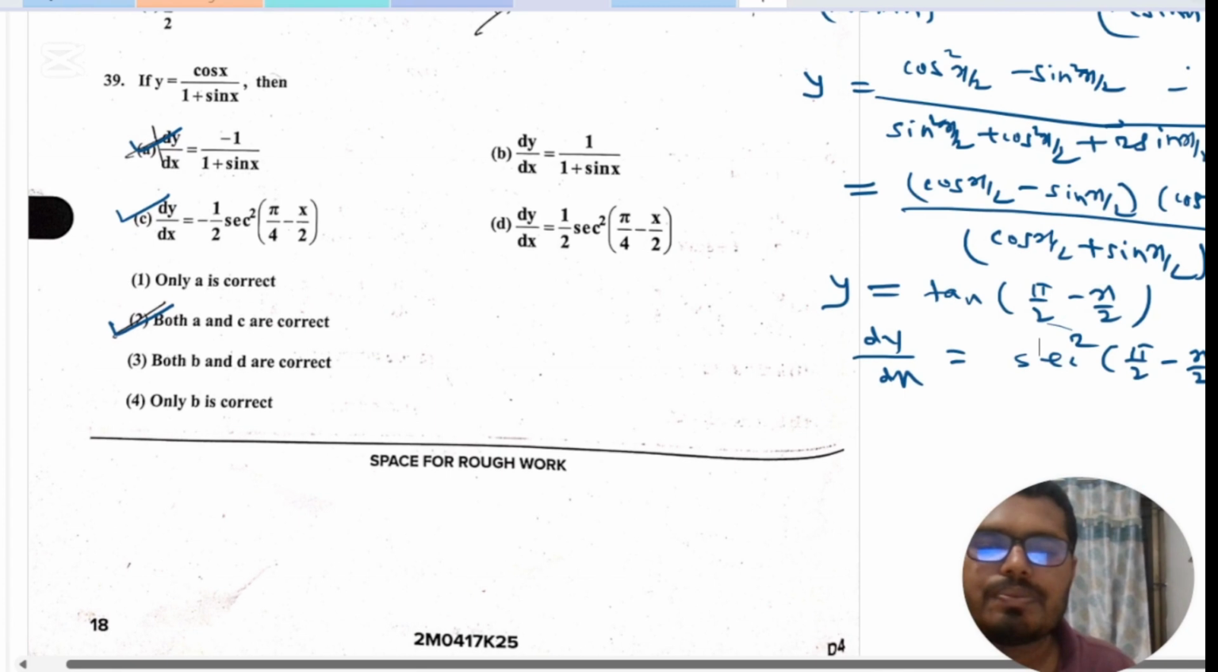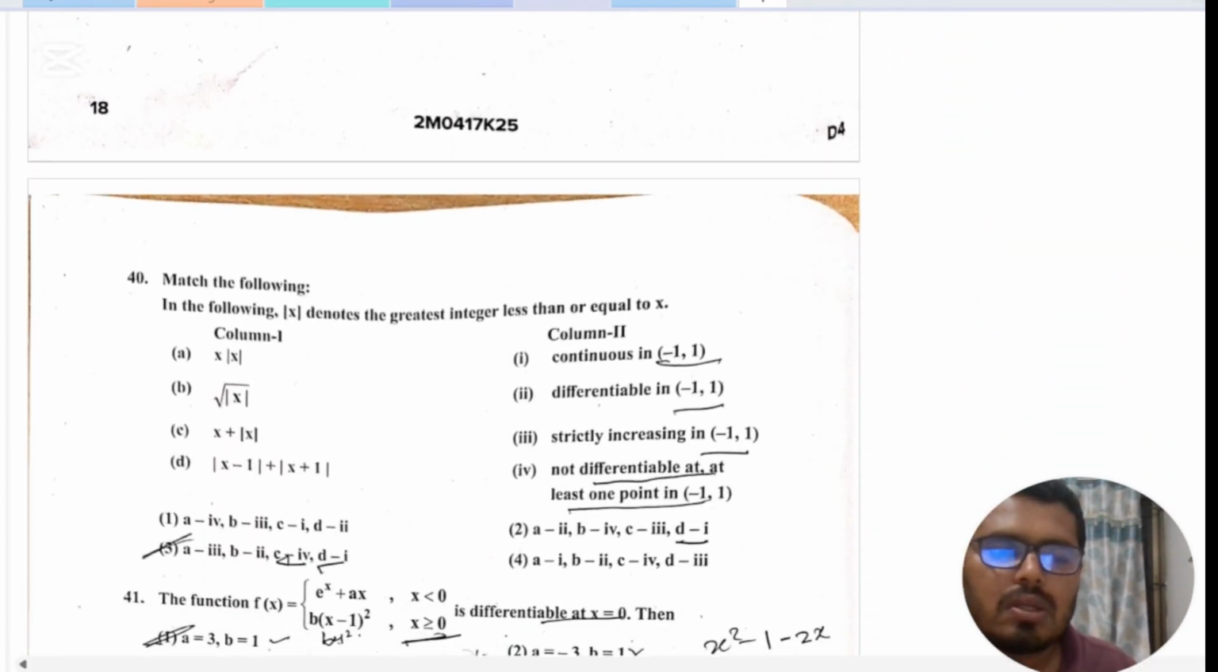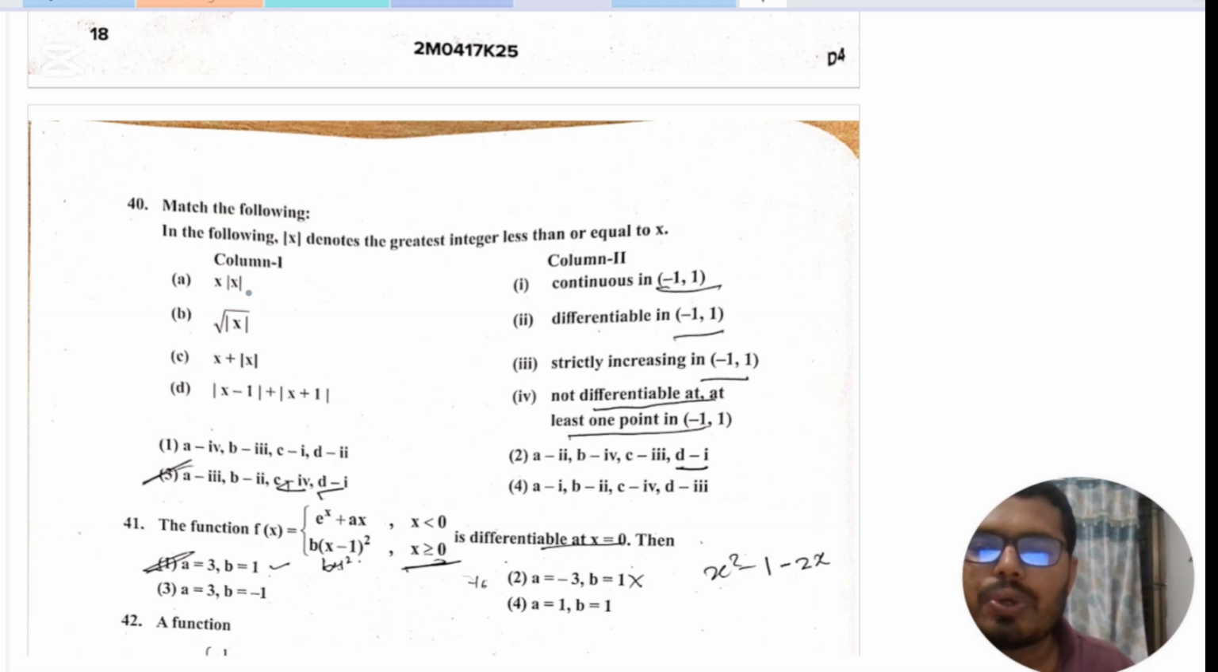Okay, next. Question number 14. In the following, the box function is given, that denotes the greatest integer less than or equal to x. Okay, then the first function is x into mod x, then the second is x into mod x into mod x.